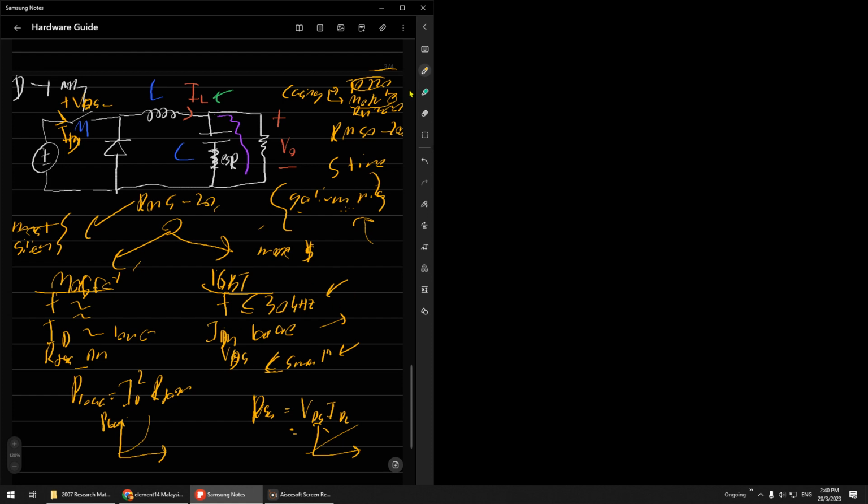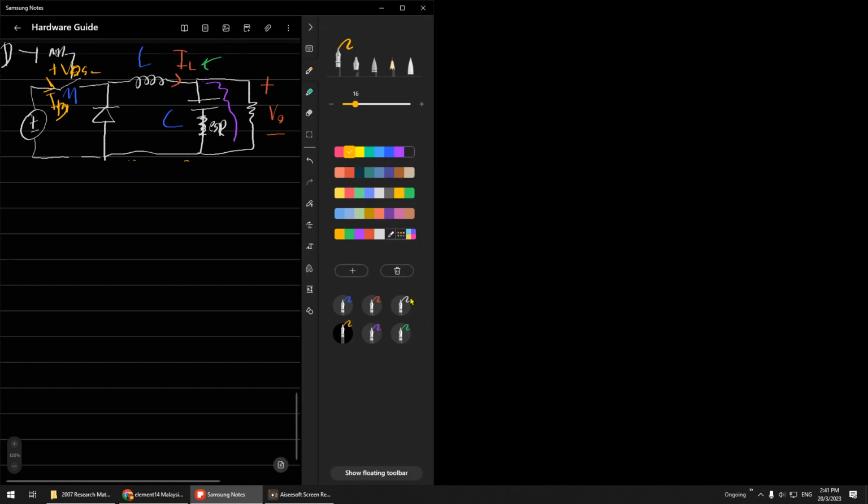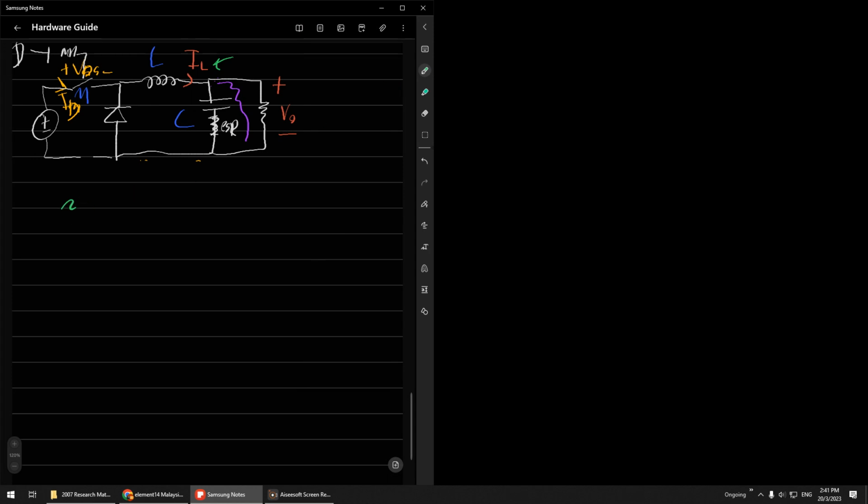Okay, so let me copy this first. So when you want to buy a MOSFET, there are usually three things you have to consider: first the ID, the VDS, and the frequency.